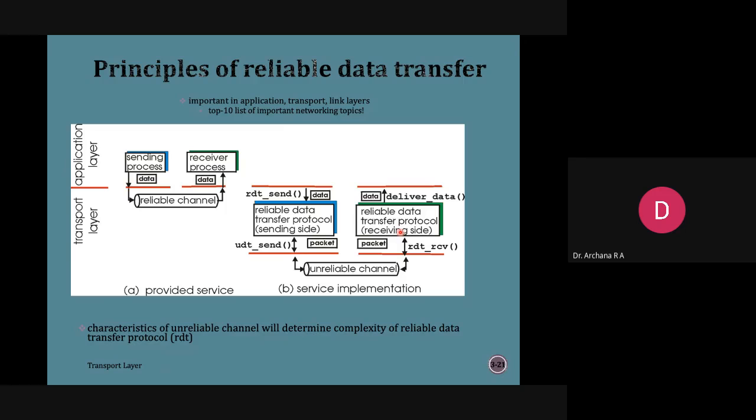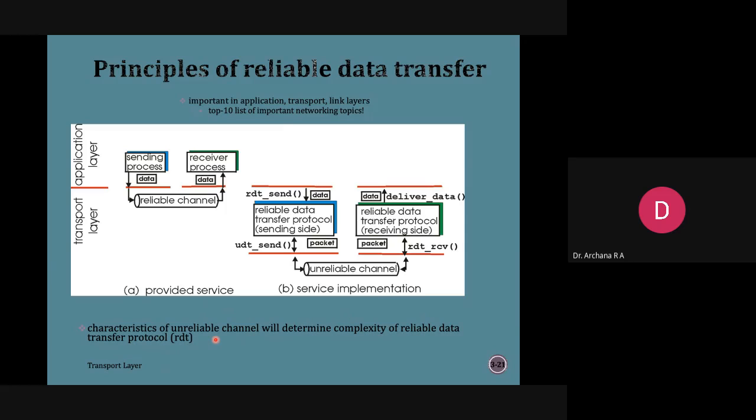Okay, so we are going to discuss the principles of reliable data transfer. That is a general reliable data transfer protocol, how it works. Then RDT 1.0, RDT 2.0, 2.1, 2.3. So like that we have the different principles of reliable data transfer, or we can also call them the different versions. Usually the characteristics of an unreliable channel will determine the complexity of the reliable data transfer protocol.